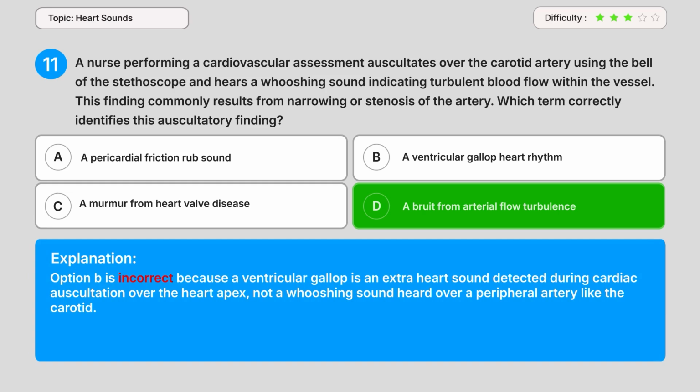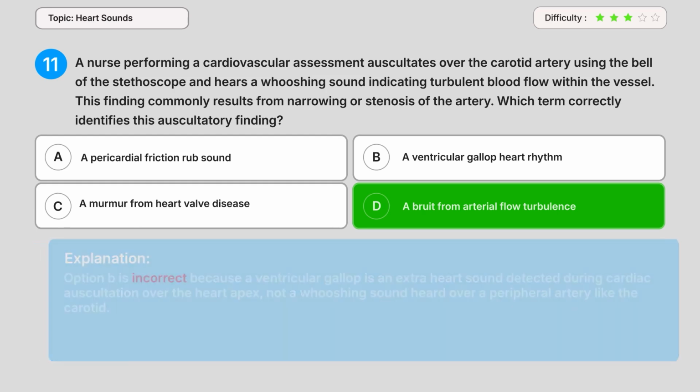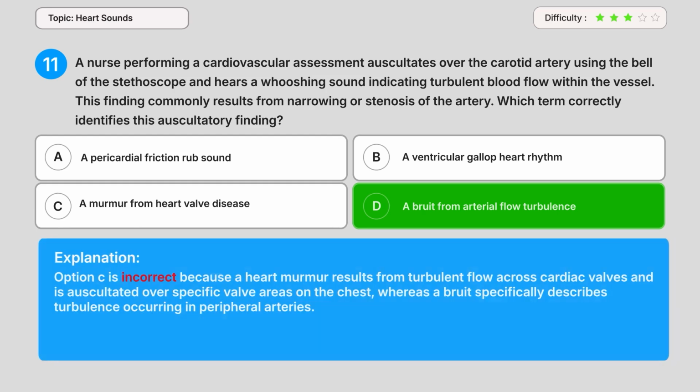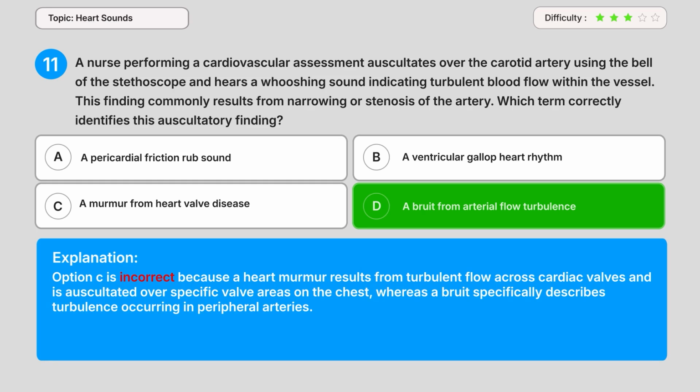Option B is incorrect because a ventricular gallop is an extra heart sound detected during cardiac auscultation over the heart apex, not a whooshing sound heard over a peripheral artery like the carotid. Option C is incorrect because a heart murmur results from turbulent flow across cardiac valves and is auscultated over specific valve areas on the chest, whereas a bruit specifically describes turbulence occurring in peripheral arteries.